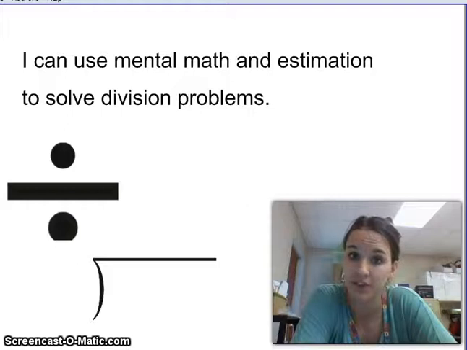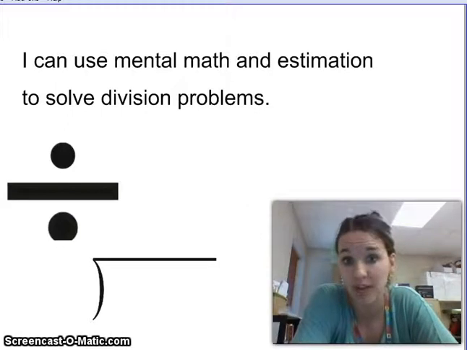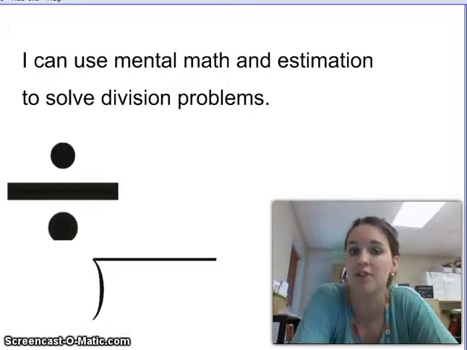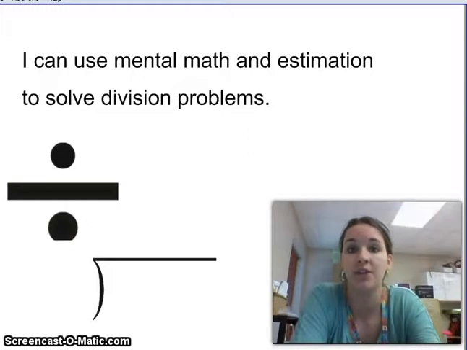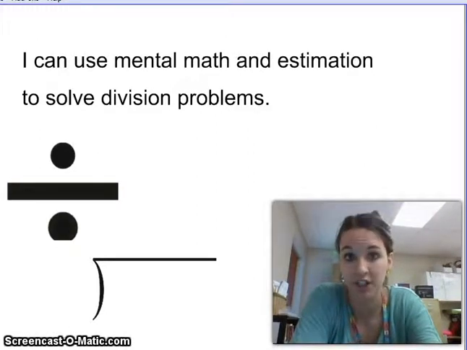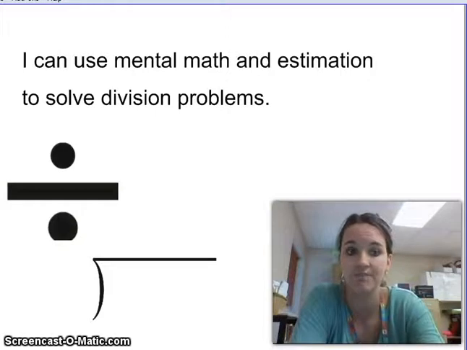Now this video is really going to focus on being able to use mental math and estimation to solve division problems. So before we can really start talking about how you can use mental math to solve division, we have to talk a little bit about the relationship between multiplication and division.